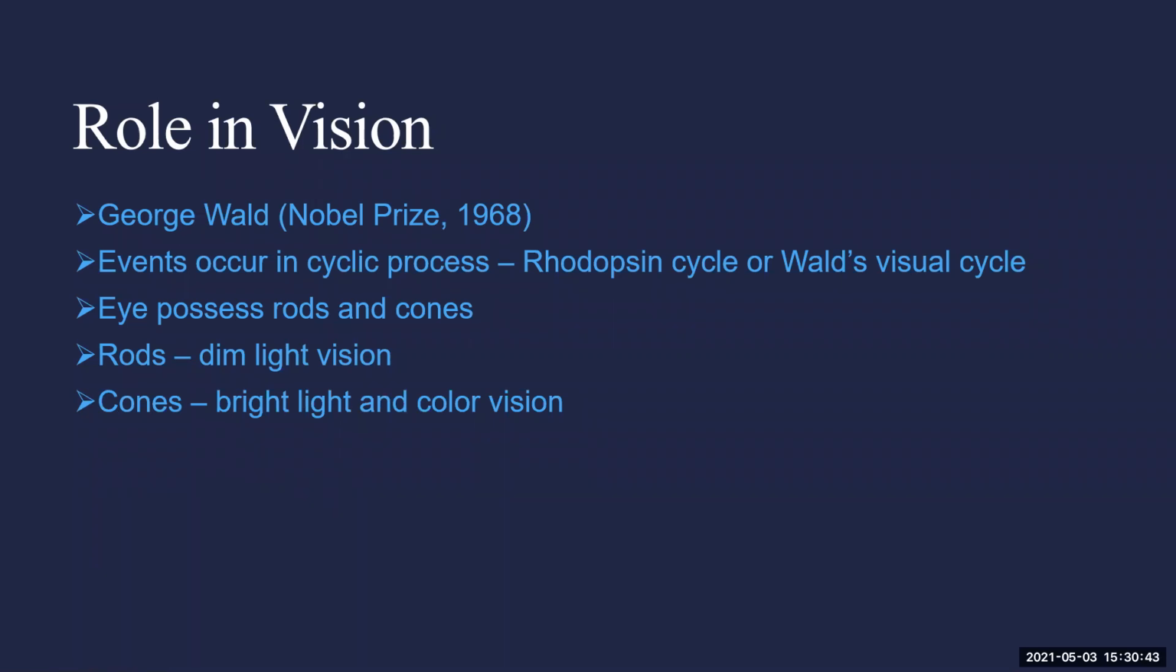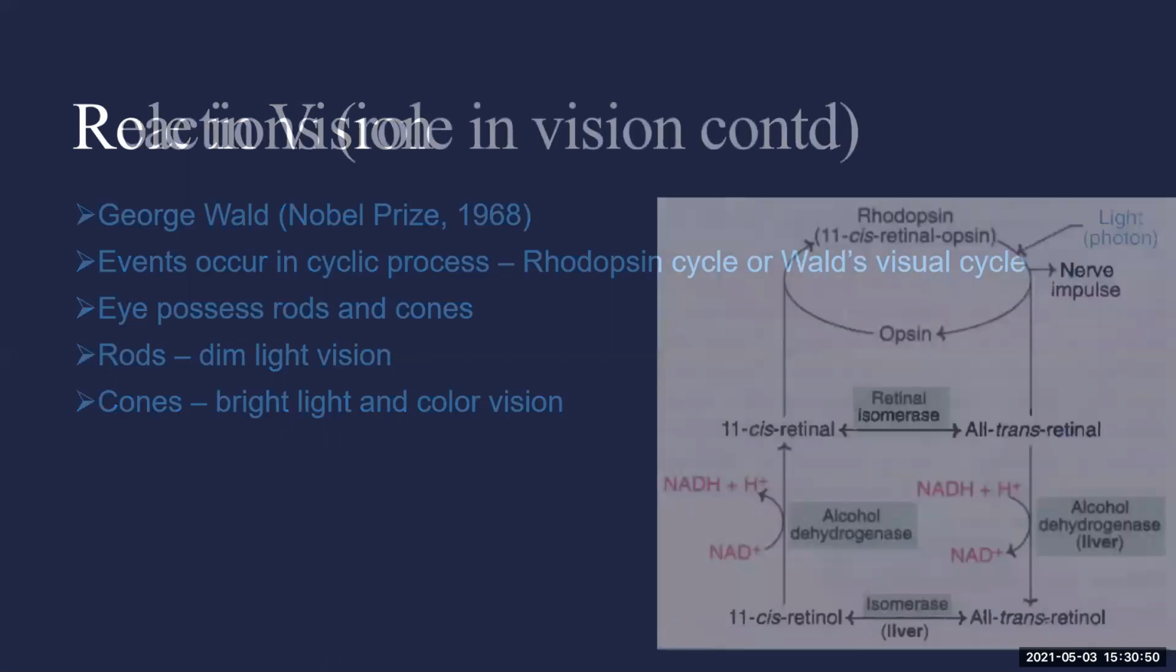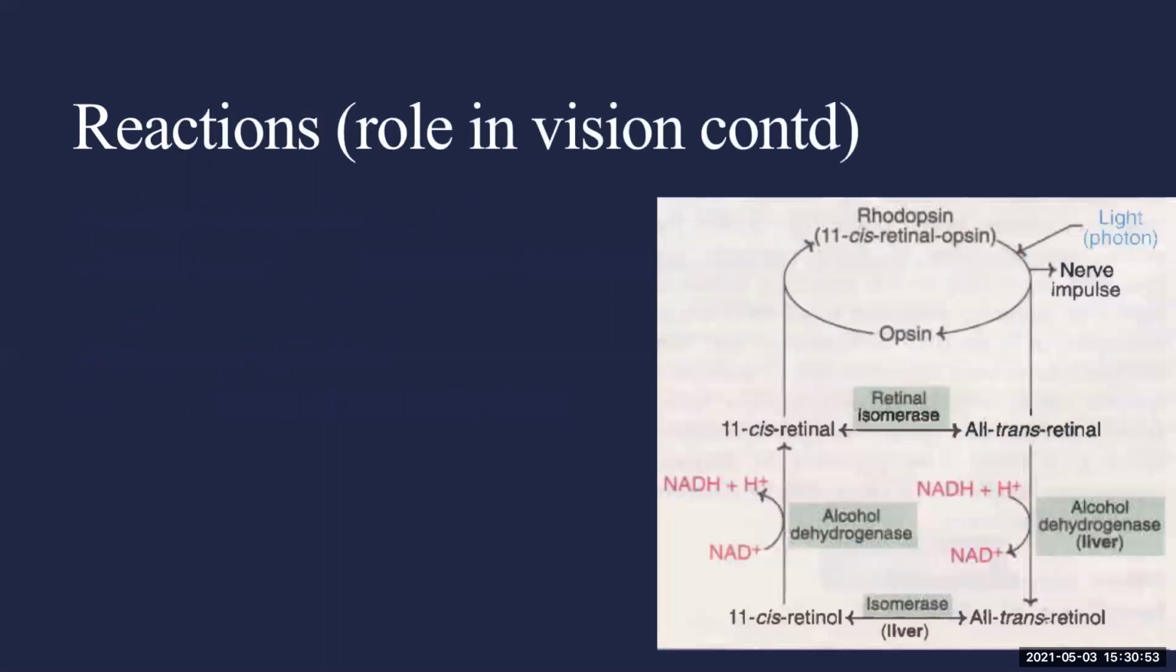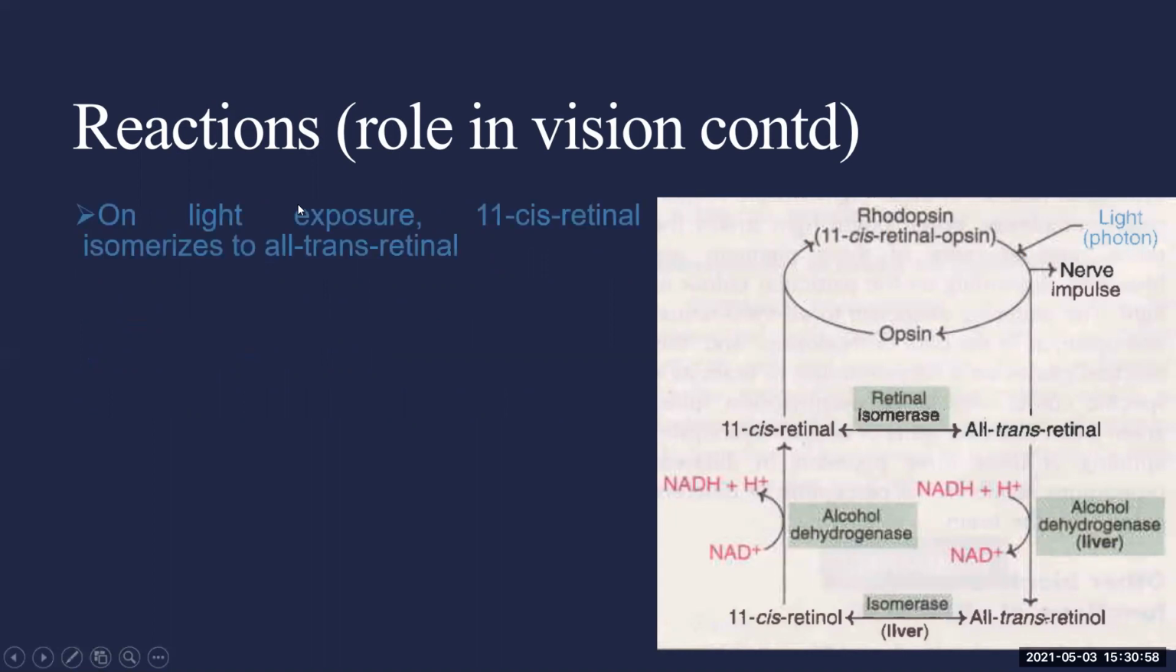So let's understand the basics here, how rods and cones are each responsible. Here are a few reactions you have to note. We'll do this and we'll stop for today's class. We will continue in the next class. The reaction happens or starts when a photon is exposed on the rods or cones, both. So when the light is exposed, there's exposure of photon on the rods and cones.